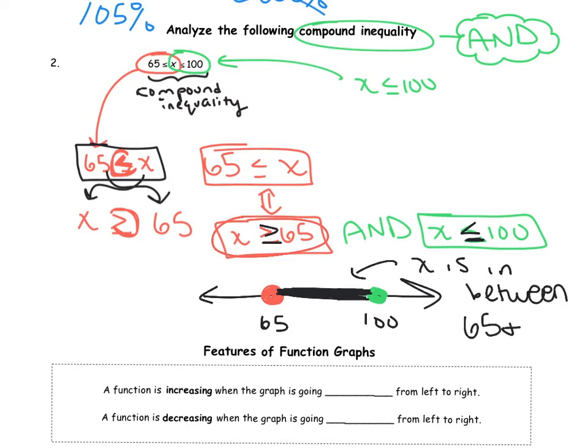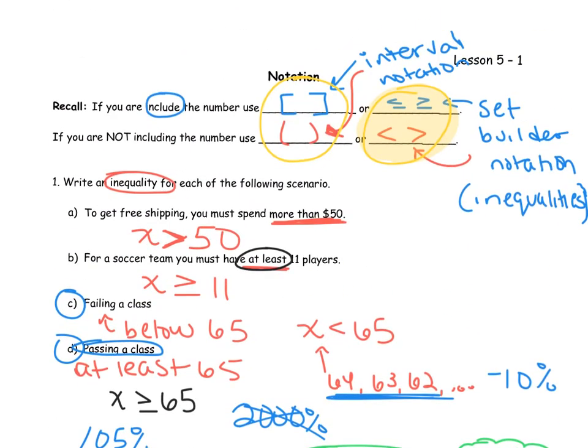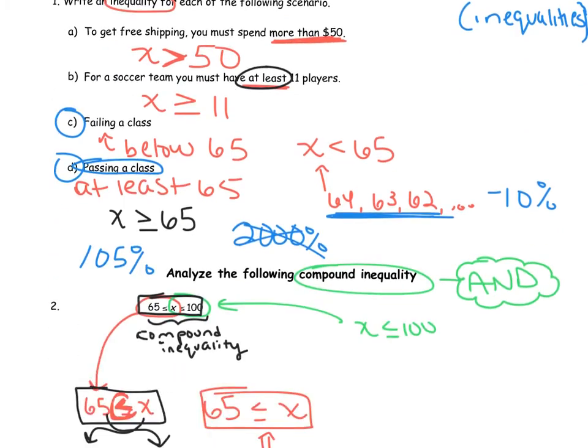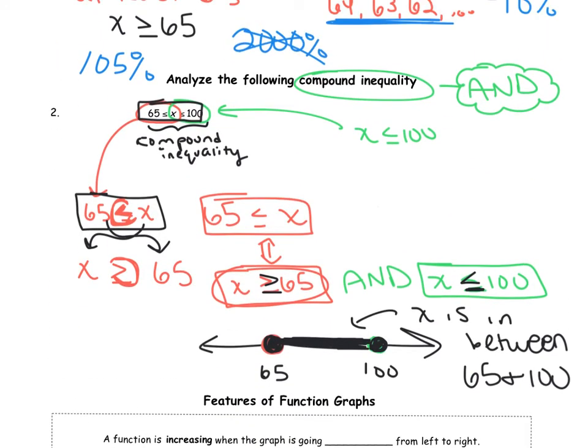65 and 100. Now, if I want to take a look at this in interval notation, again, this is in our inequality notation or set builder notation. In interval notation, because I'm including 65, because it's got that closed circle, and I'm including 100, remember we use those square brackets here because we're including. So I'm going to write this in interval notation as 65 to 100. Both get square brackets. Okay? Two different ways of looking at it.